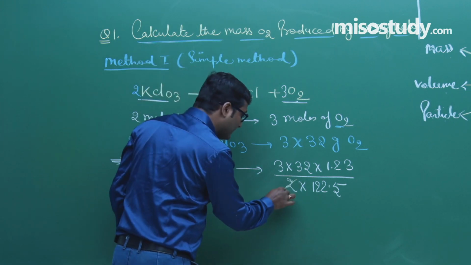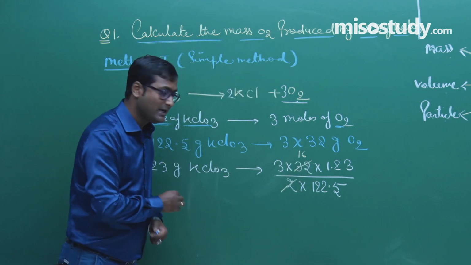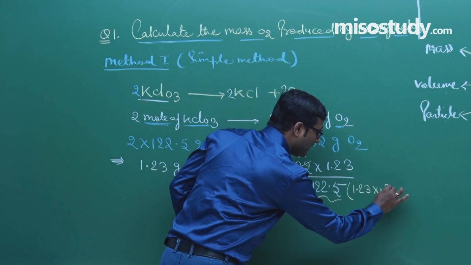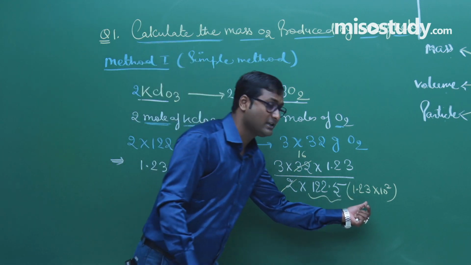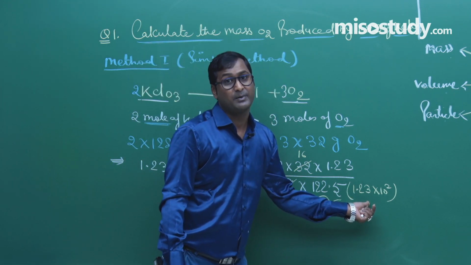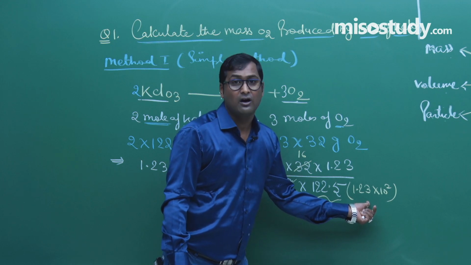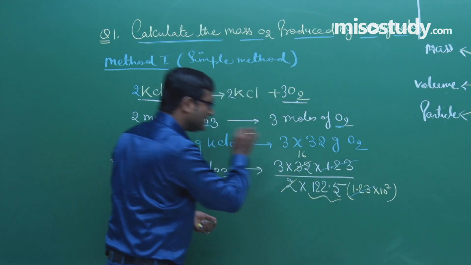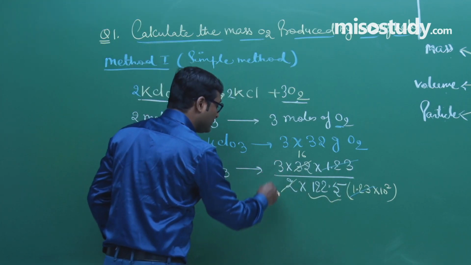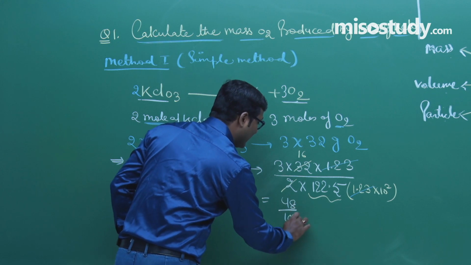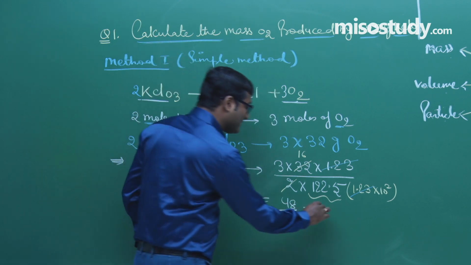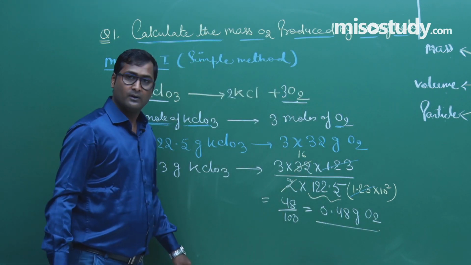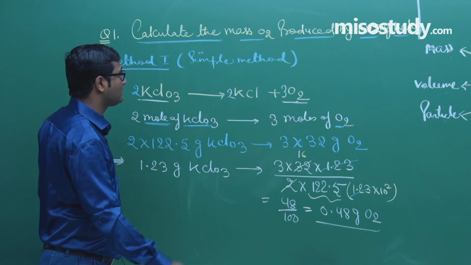Now what will happen? This will cancel this one, that is 16. Now it can be written like this, 1.23 into 10 to the power 2. Yes sir, we can write. I have discussed this in chapter number 1: some basic principles, significant figures, rounding of a number and scientific notation. Now look, this will cancel this one. Now what will happen? 16 times 3, 48 divided by 100. Clear to you? The answer is 0.48 gram O2.